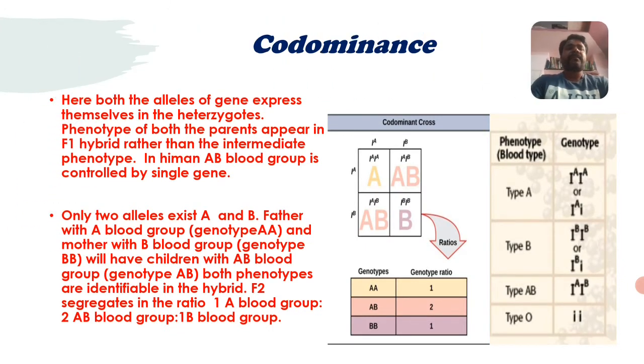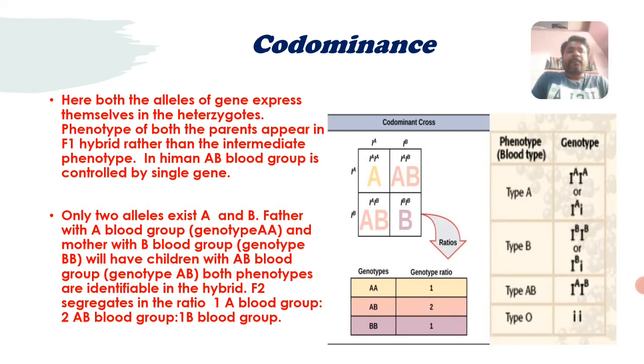In codominance, both the alleles of a gene express themselves in the heterozygotes. The phenotypes of both parents appear in the F1 hybrid rather than an intermediate phenotype. There is no intermediate character occurring from crossing two parents having characteristic features of genotypes, like blood group A and blood group B. The best example for this codominance is the blood group of humans.